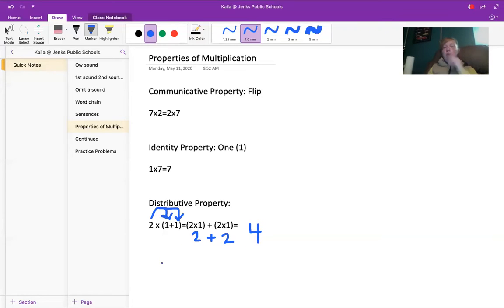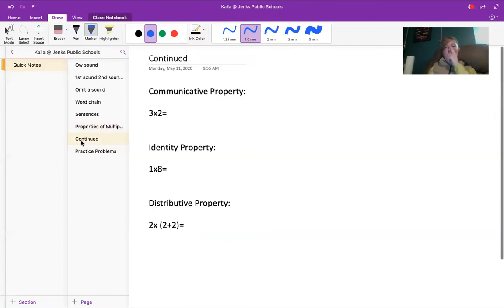So with the distributive property, you're distributing that multiplication number, or the number on the outside of the group, into the group, like my arrow showed. Then you do what's inside of the two new groups first, then you add them together. Now I'm going to show you again on another problem.